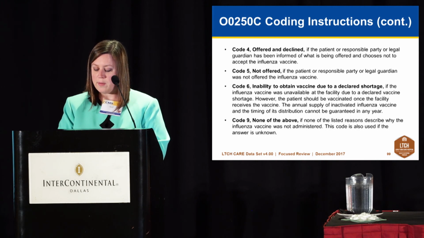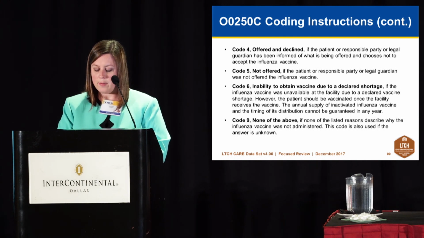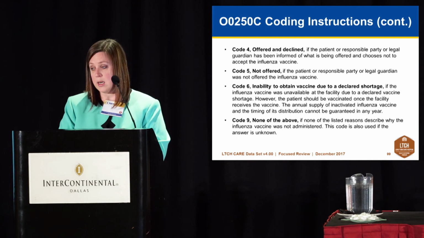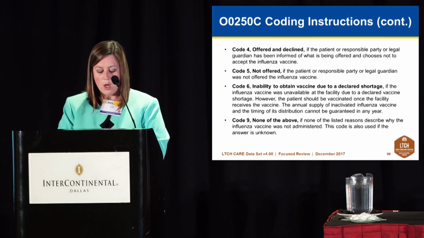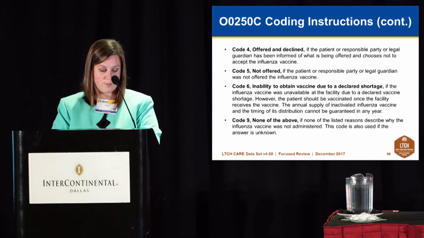However, the patient should be vaccinated once the facility receives the vaccine, and the annual supply of inactivated influenza vaccine and the timing of its distribution cannot be guaranteed in any year. Code 9, none of the above, if none of the listed reasons describe why the influenza vaccine was not administered. This code is also used if the answer is unknown.